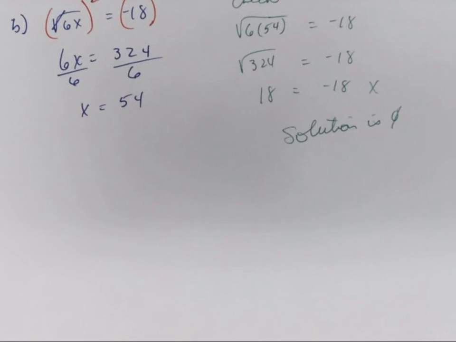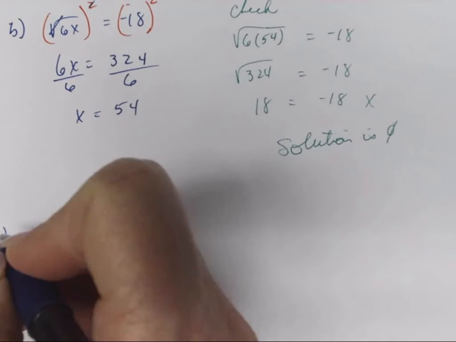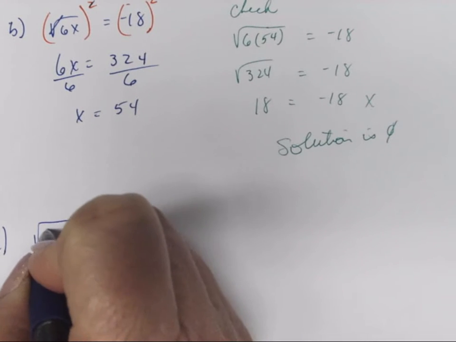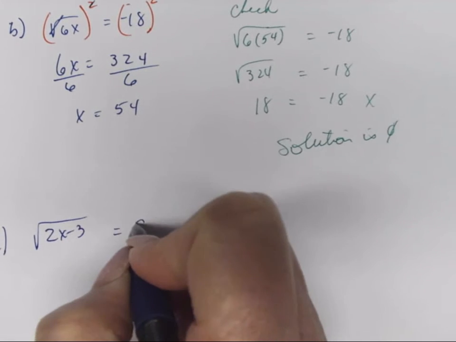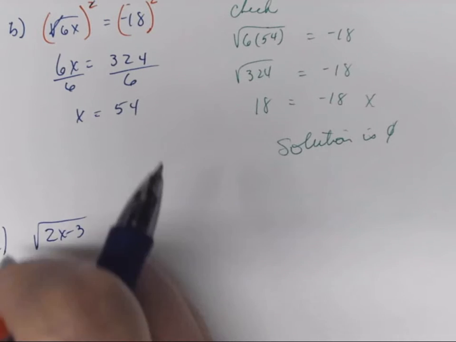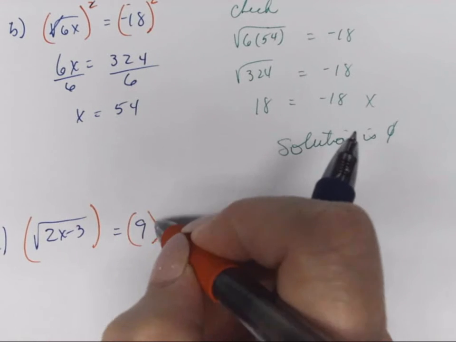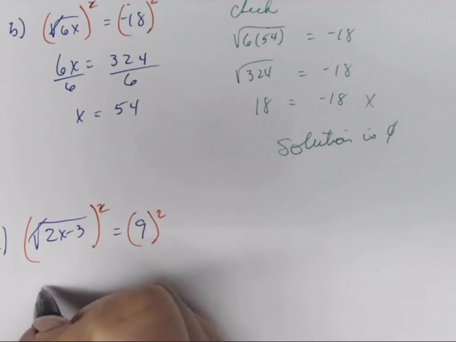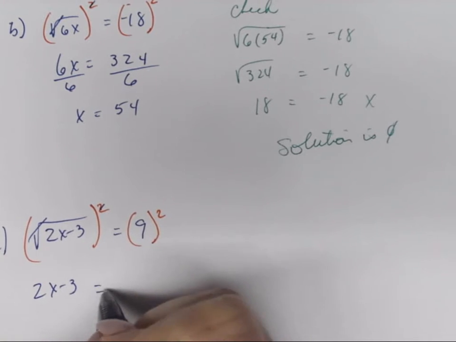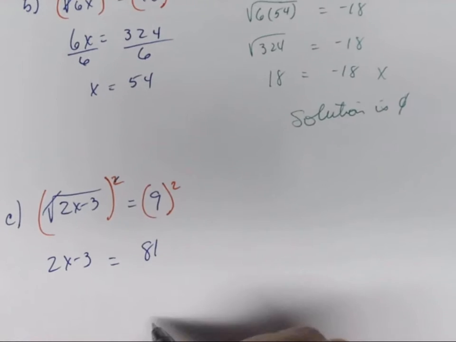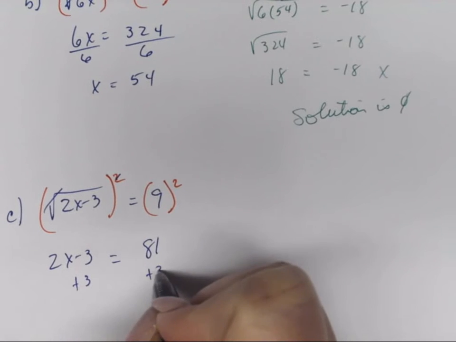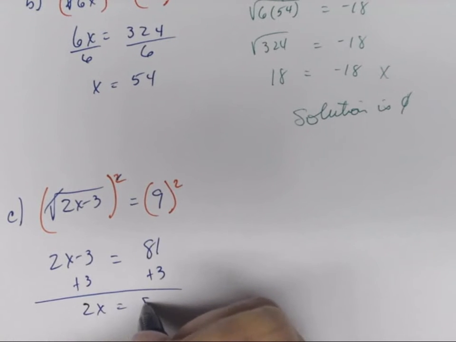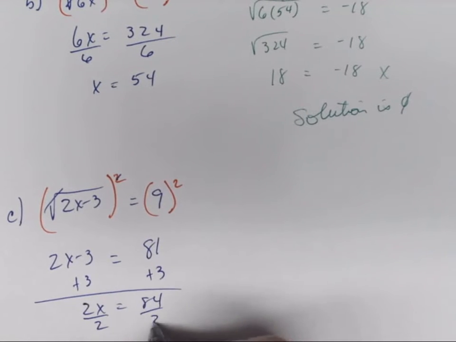All right, let's look at another example. If we have the square root of 2x minus 3 equal to 9, again, we want to square both sides. The square takes care of the square root. We end up with 2x minus 3. 9 squared is 81. So 2x equals 84. Divide by 2, and x equals 42.